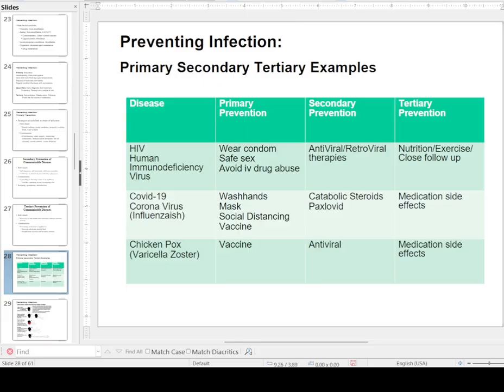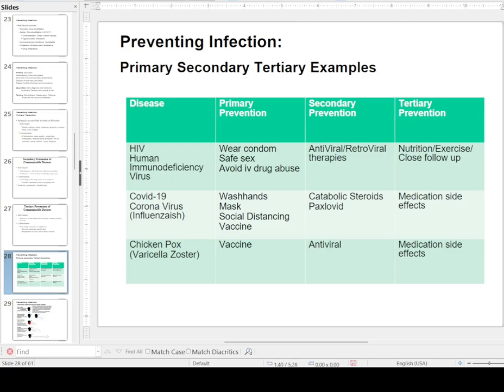They should take care of themselves. They should avoid the behaviors that got them into this situation in the first place. They need to spread the word for safe sex and to avoid IV drug abuse. Don't share dirty needles. Don't share any needles.